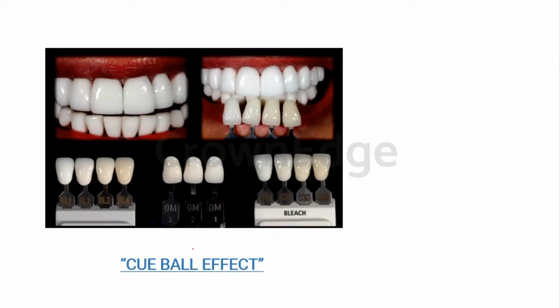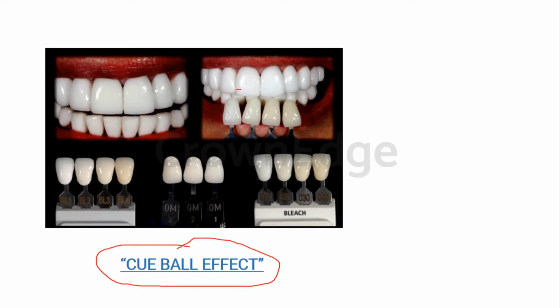We have something called as the cue ball effect. So what I want all of you to know is that there could be a question why the cue ball effect has arisen. It arises when you choose the same shade for all the teeth and for all the levels of your tooth. What I mean by all the levels is that your tooth, if you see in your own tooth, does not have the same white color everywhere. It has a different degree of whiteness everywhere.